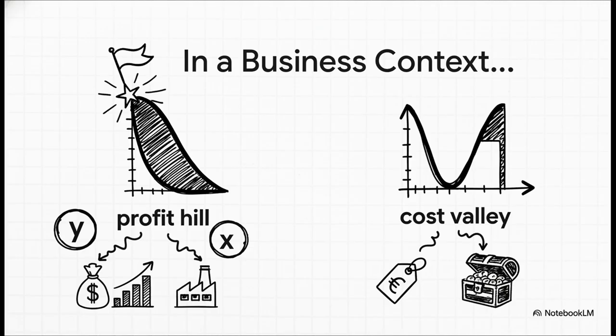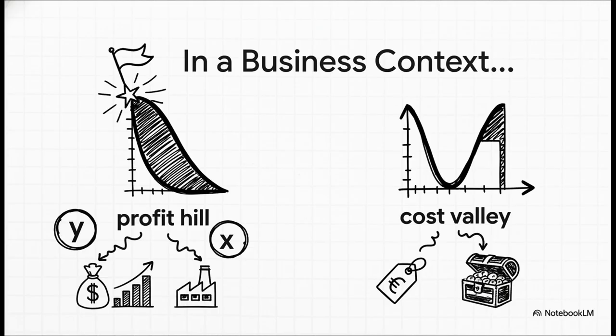It's the lever we can actually pull as managers, like the price we set or the number of units we produce. Now, the most important piece of this whole puzzle is the coefficient a, the number in front of the x squared. The sign of a, whether it's positive or negative, tells us exactly what kind of problem we're solving. If a is negative, the parabola opens downward, creating what I like to call a profit hill. Our job is to find the very top of that hill.